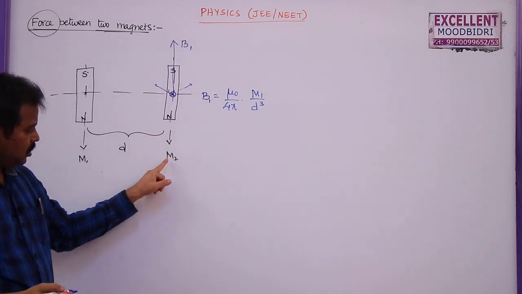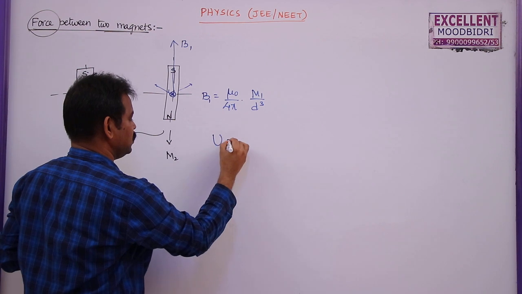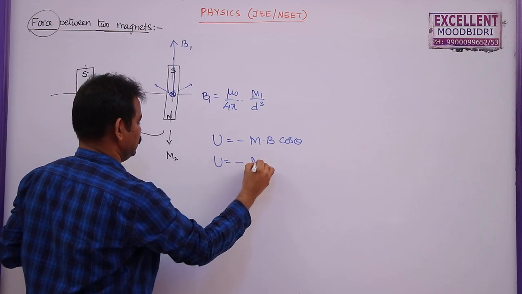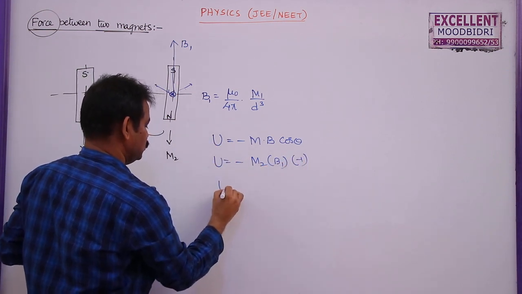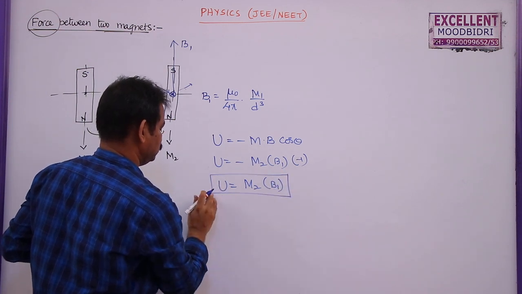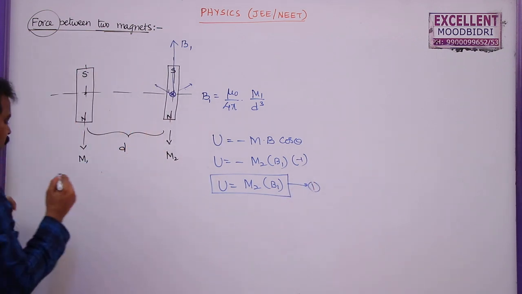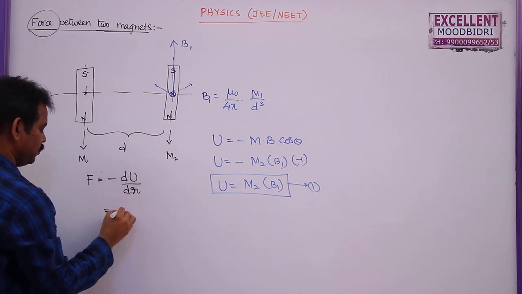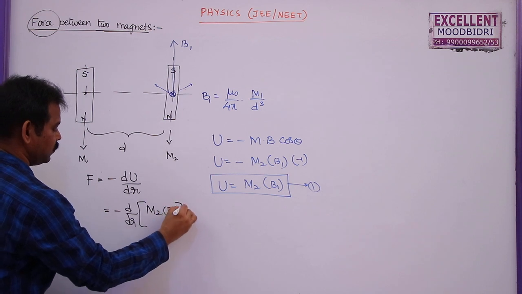You can see M2, which acts from south to north, and B1 are opposite to each other. So what is the potential energy here? Minus MB cos theta. So this will become minus M2 into B1 cos theta. Angle between these two is 180. Cos 180 is minus 1. So potential energy will be M2 B1. This is equation 1. Now, as it is a conservative force, we can write the force between these two is given by minus of dU by dr.